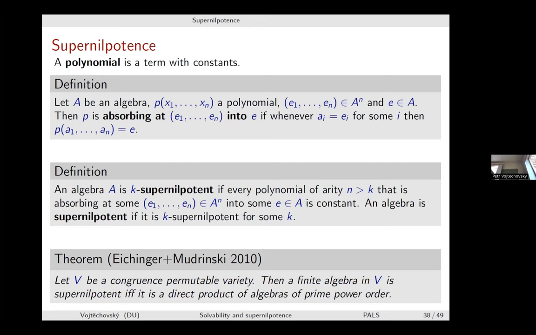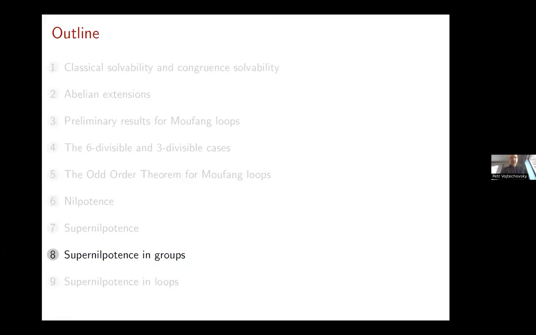So here the theorem announces that if you have a congruence permutable variety, then a finite algebra is supernilpotent if and only if it's a direct product of nilpotent algebras of prime power order, the analog of the decomposition. Oh, nilpotent, yes. I forgot the nilpotent, because in my world you get the nilpotency for free, like you get in groups. I apologize.